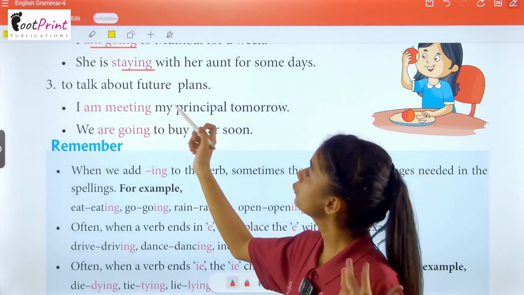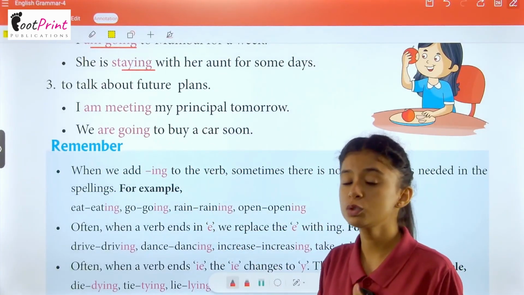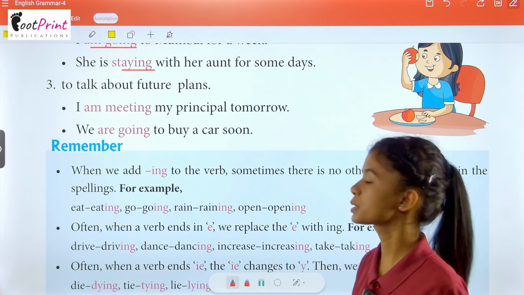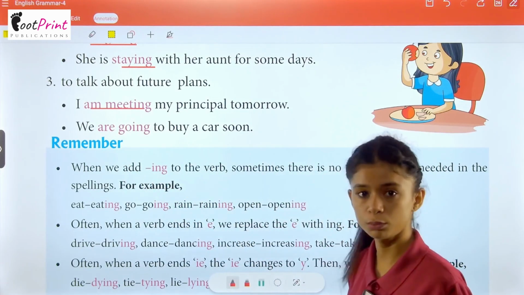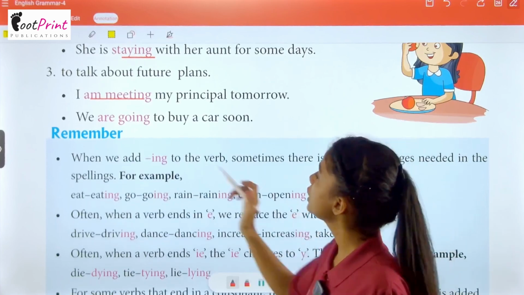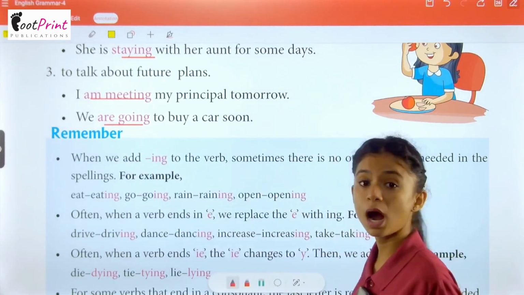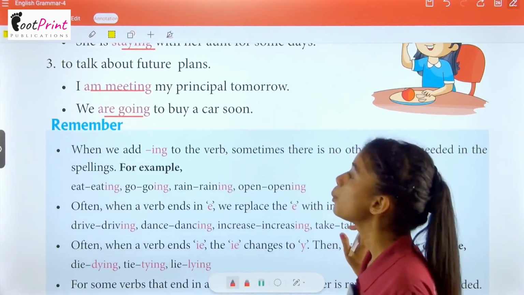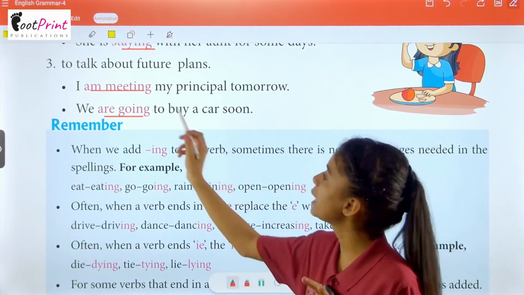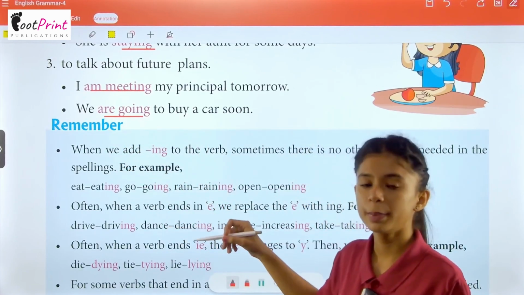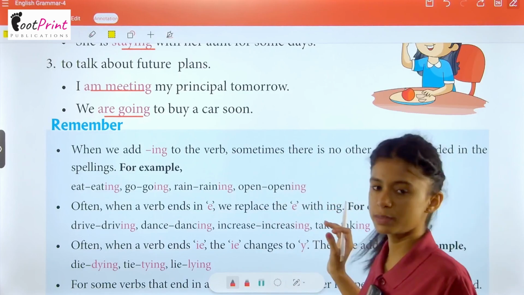To talk about future plans. When we are talking about future plans, sometimes we tend to use present continuous tense. How? I am meeting my principal tomorrow. Okay? We are going to buy a car soon. So, mostly when you're using present continuous for these sentences, it follows the pattern of going to. But sometimes we use other verbs as well.